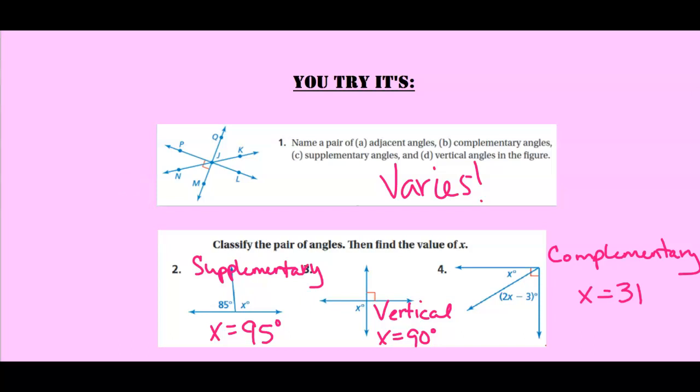And then vertical angles. There's several in here as well. These two right here are vertical angles. Okay. Then we have these two are vertical angles. And lastly, we have these two angles are vertical angles. Okay.